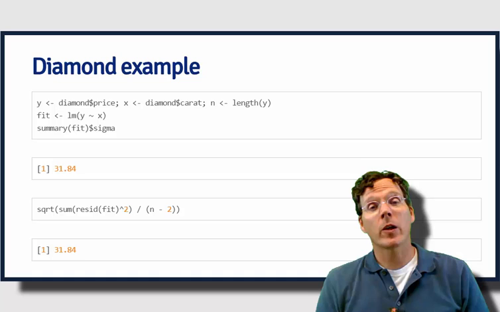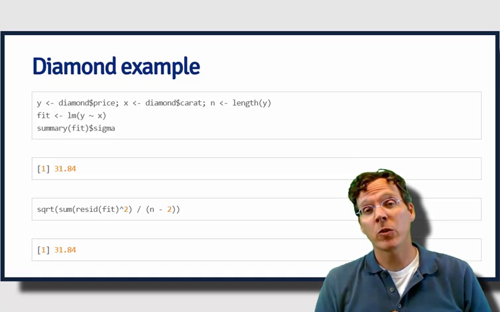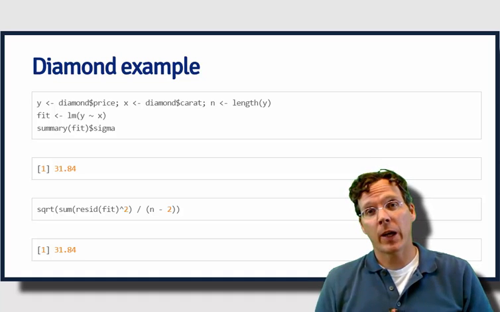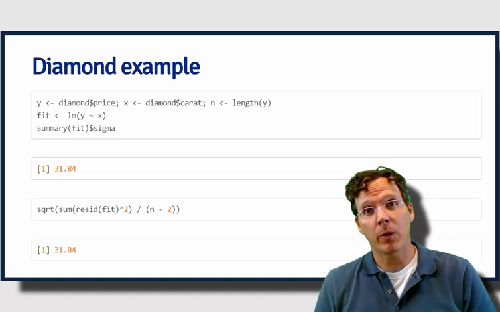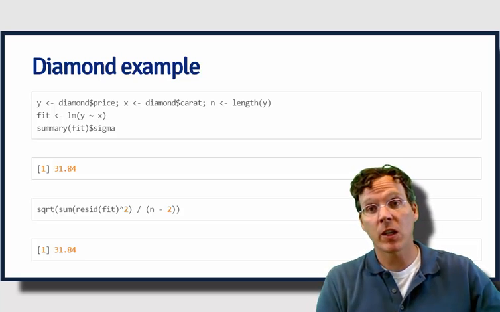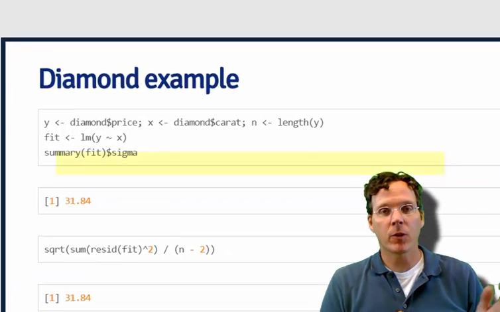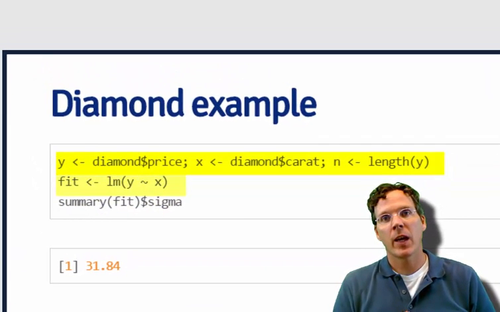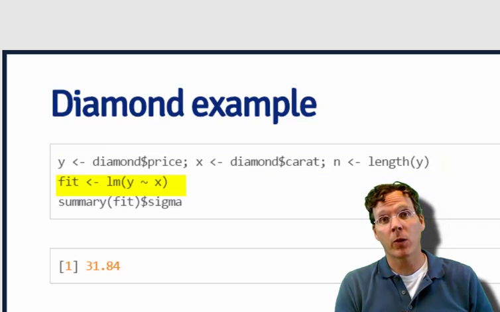So let me show you how you can grab the residual variation out of your lm fit and assign it to a variable. This way, if you need to work with it in an R program, you can actually grab the number, not just see it on the printout. So here I've defined my y and my x, and I've defined my fit as the regression model with y as the outcome and x as the predictor.